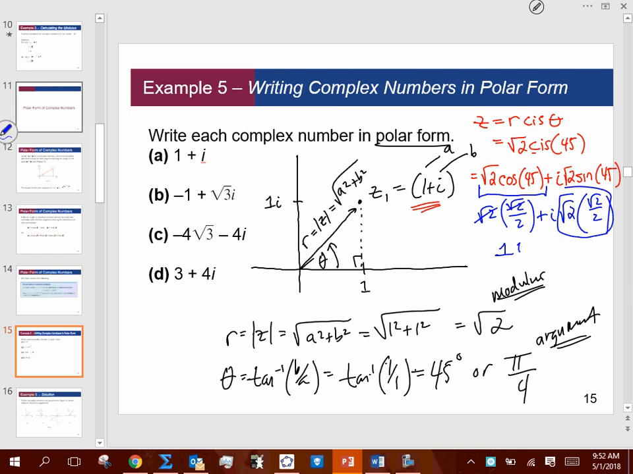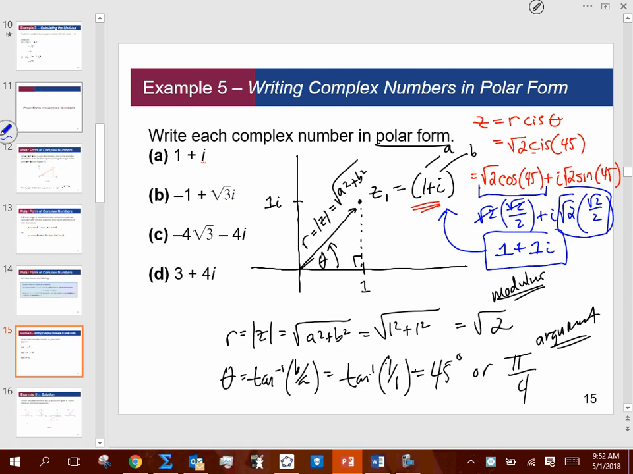And don't I have the I out in front? Is that the same thing we started with? Okay. So it's proof or evidence that we have the correct radical 2 cis 45, the correct polar form.